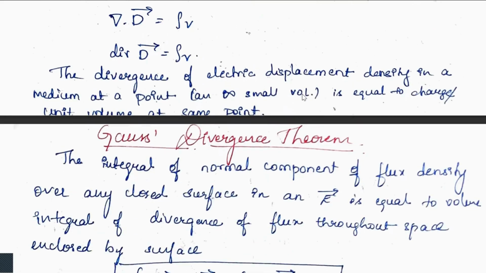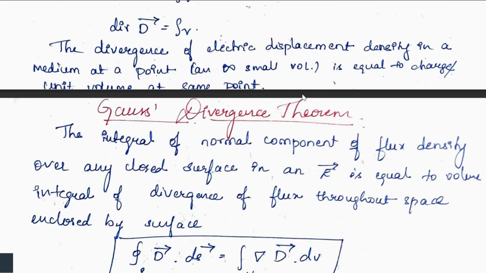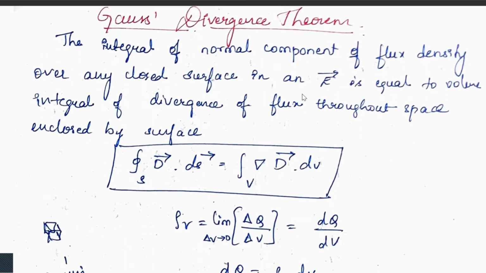Now the Gauss divergence theorem. The integral of the normal component of the flux density over any closed surface in an electric field is equal to the volume integral of the divergence of the flux throughout the space enclosed by the surface. This is the statement, that is the surface integral of D vector dot dS vector is equal to the volume integral of nabla dot D vector dv.